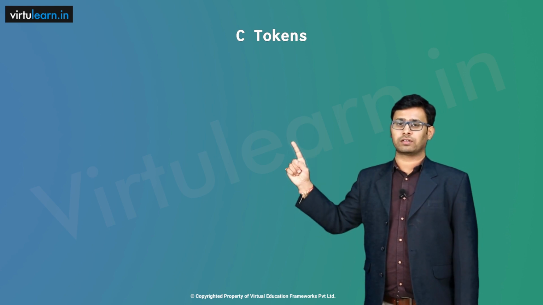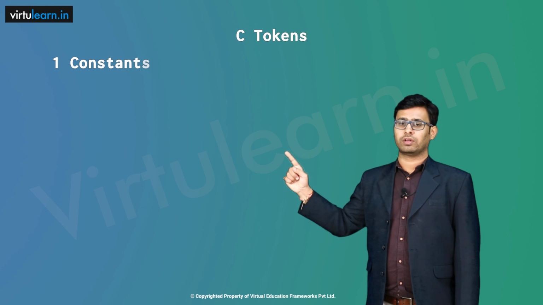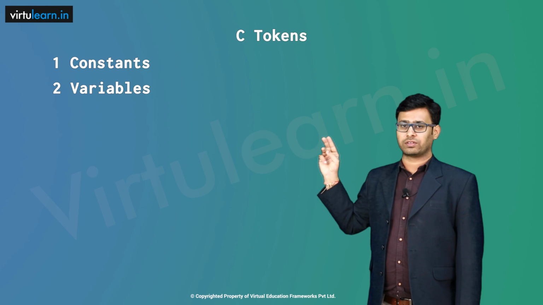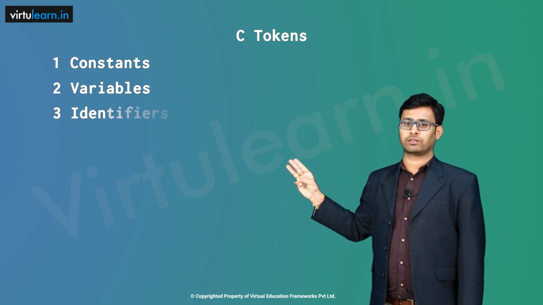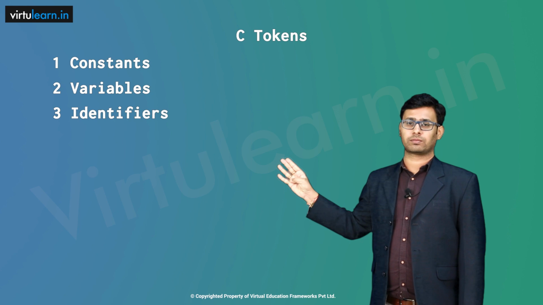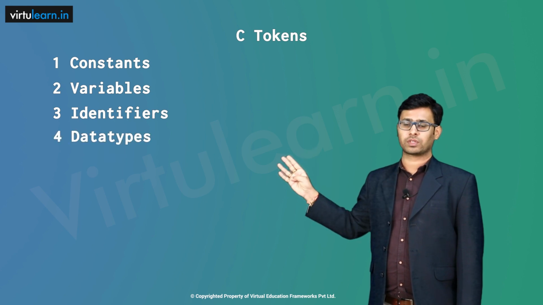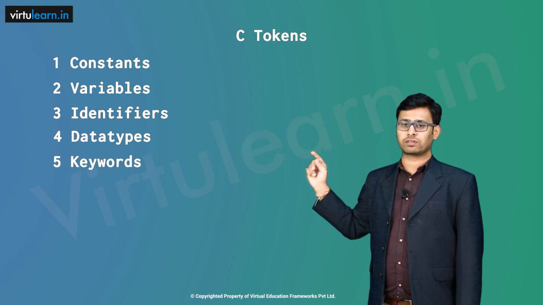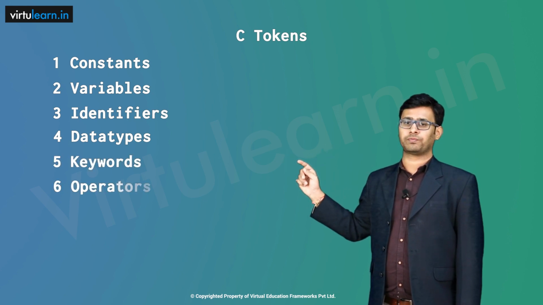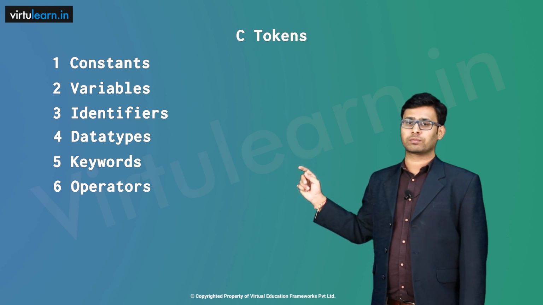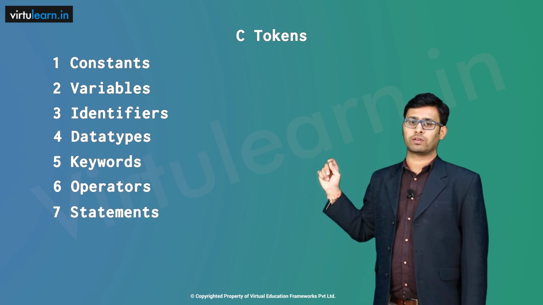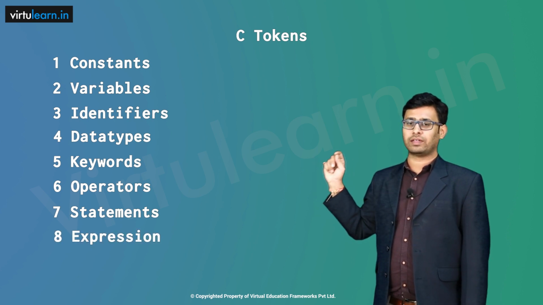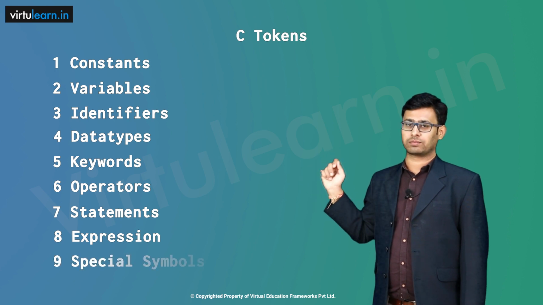The first one is constants. The second one is variables. The third one is identifiers. The fourth one is data types. The fifth one is keywords. Sixth one is operators. Seventh one is statements. Eighth one is expression. And the ninth one is special symbols.